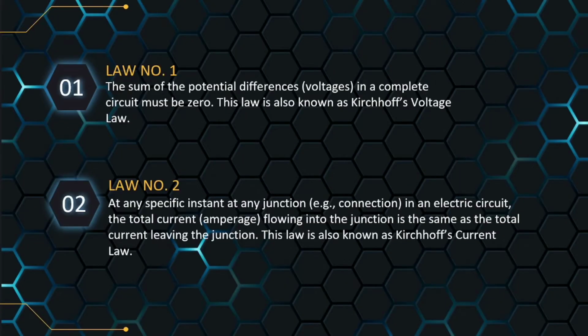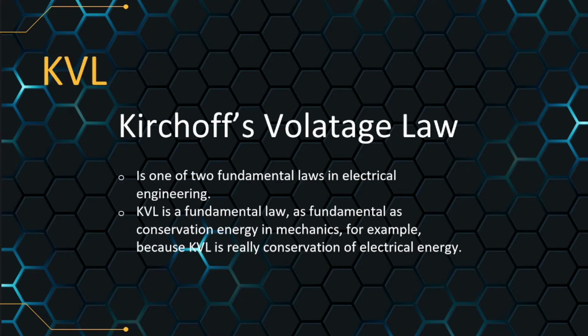So these are the laws. Law number one: the sum of the potential differences or voltages in a complete circuit must be zero. This law is also known as Kirchhoff's voltage law. Law number two: at any specific instant, at any junction in an electric circuit, the total current or amperage flowing into the junction is the same as the total current leaving the junction. This law is also known as Kirchhoff's current law.